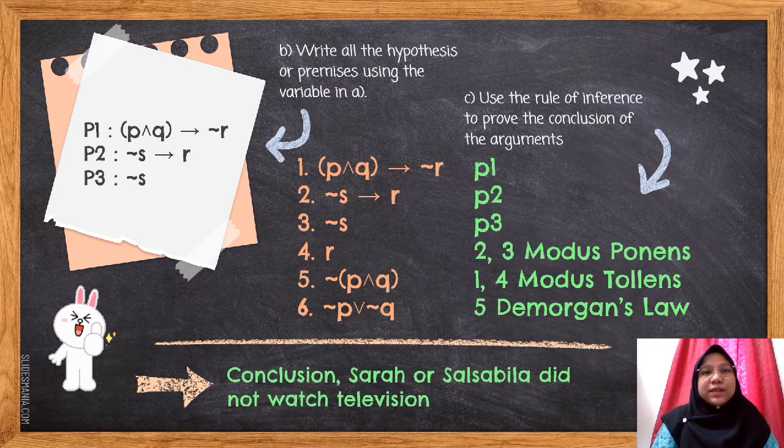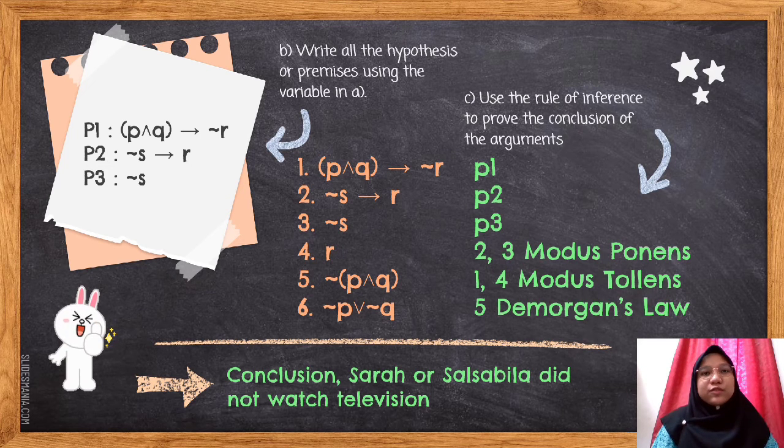For question B, write all the hypotheses or premises using the variables in A. We can do it like examples 1 and 2 by changing it to arguments: P and Q implies not R, not S implies R, and not S. For the third question, C, use the rules of inference to prove the conclusion of the arguments. So we can just use the arguments that we got in B.